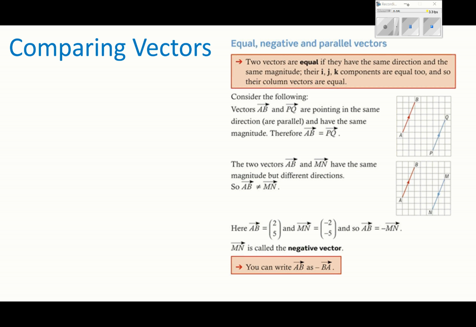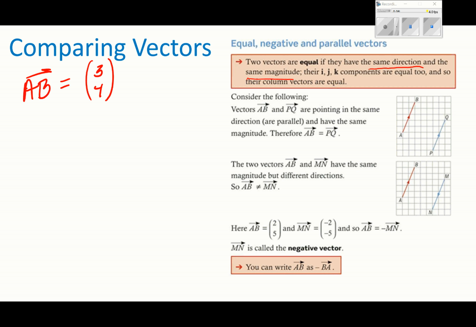Now to compare vectors. If we want to compare, are the vectors equal? Are they negatives? Are they parallel vectors? Two vectors are equal if they have the same direction and the same magnitude. Both of those have to be satisfied. Same direction and same magnitude, meaning their i, j, and k components are equal, and so their column vectors are equal. Column vectors is how we wrote AB as (3, 4). That's considered a column vector.